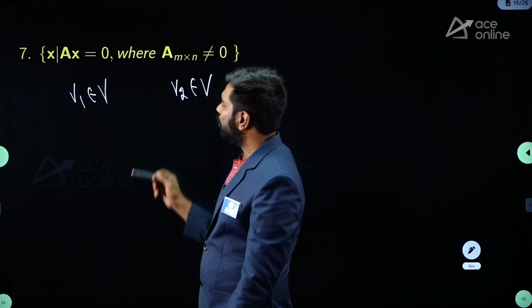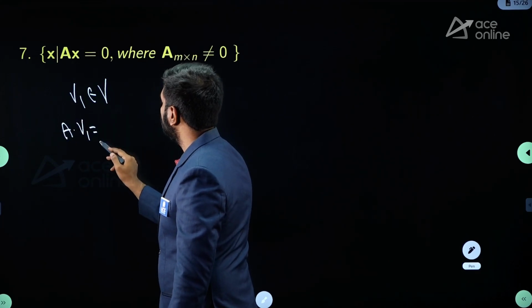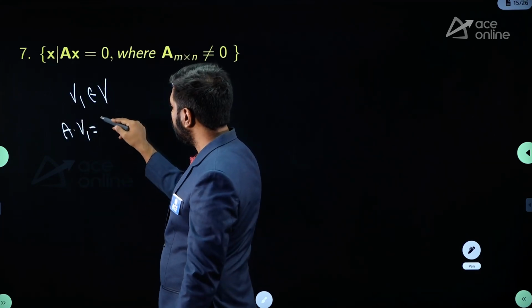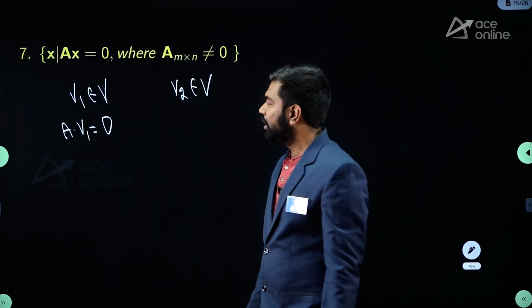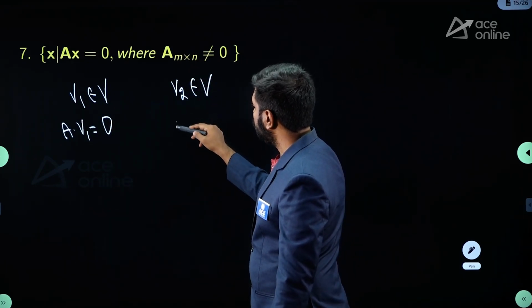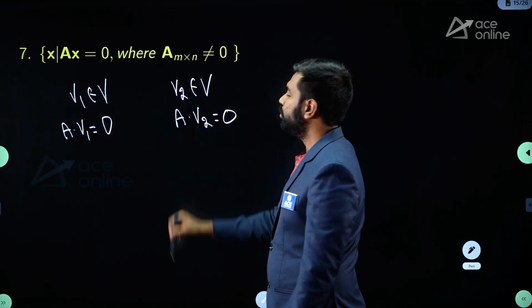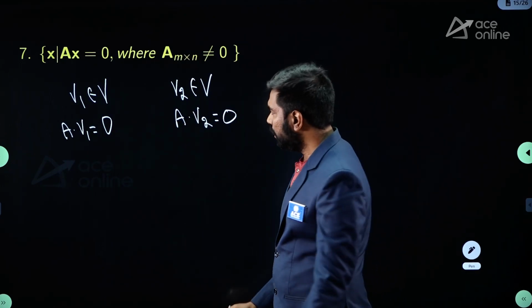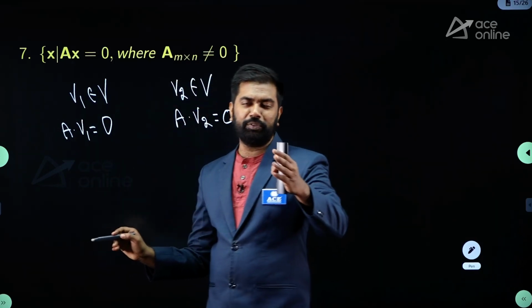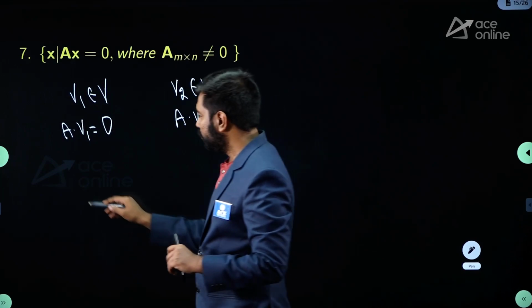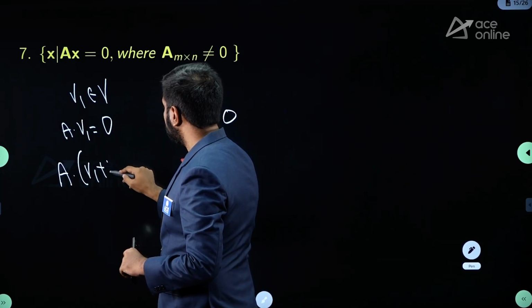Now when you say V1 belongs to V, then what is A into V1? When V1 is a solution, A into V1 will definitely be 0 because we are talking about a homogeneous system. Same way, since V2 is a solution, what is A into V2? It is also 0. Now let's see this. I want to check whether V1 plus V2 also belongs to V or not. So for that, I'll take this A into V1 plus V2.